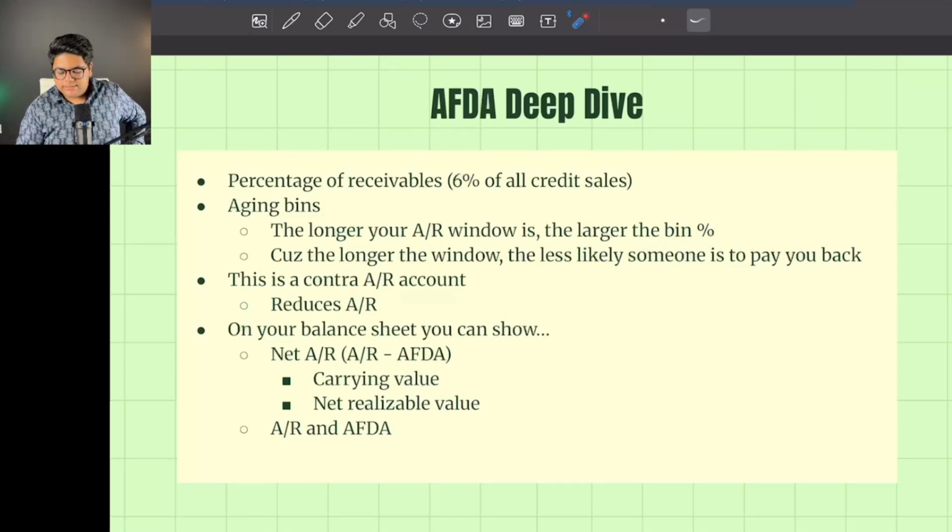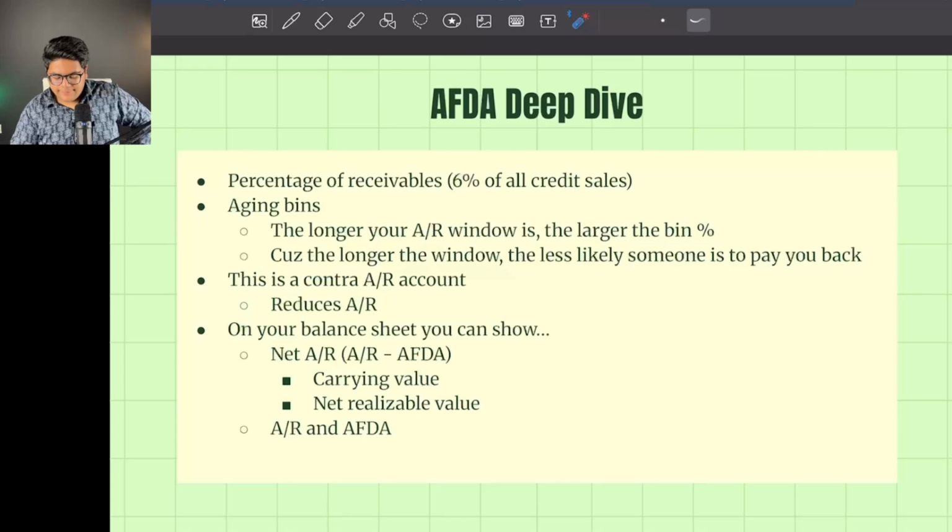Next up is aging bins, where, if you think about it logically, the longer your accounts receivable window is, the larger the bin percentage. Let's say someone is supposed to pay you back within 30 days, well, that's reasonable. But now let's say someone is required to pay you back within 1 year. Now that's a whole year where you might not receive your money. So that's more risk, and more risk means a higher percentage that you have to budget for. The longer the window, the less likely someone is to pay you back.